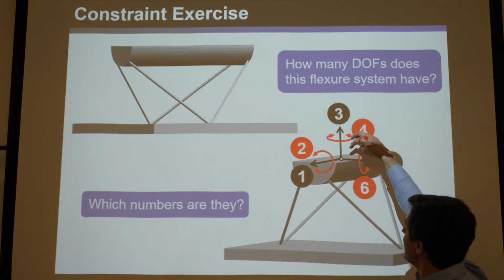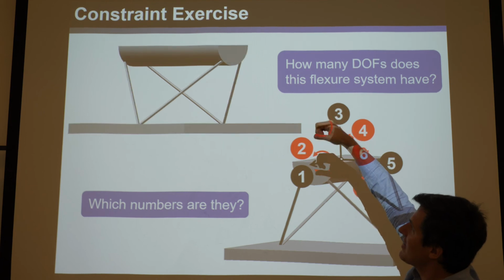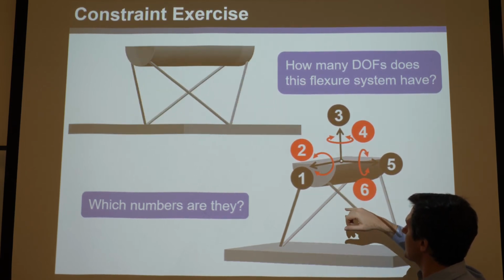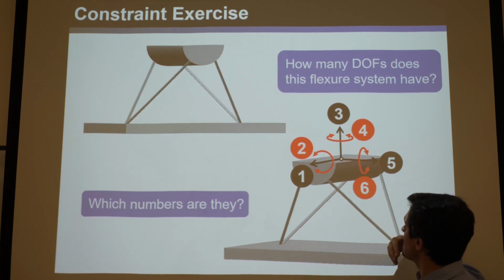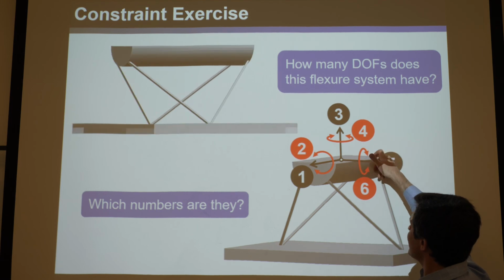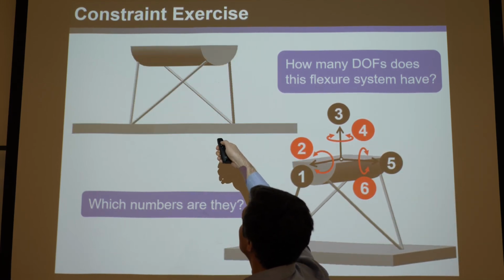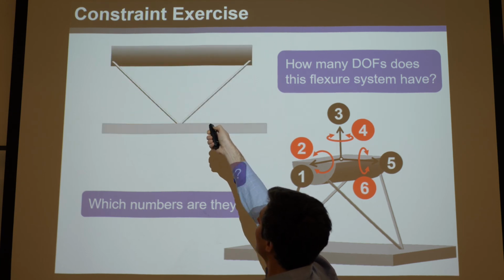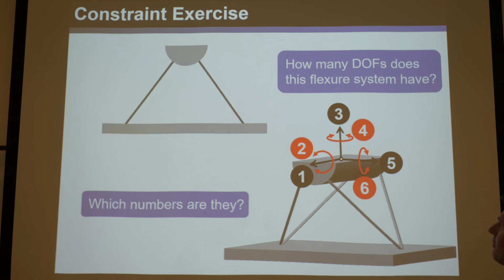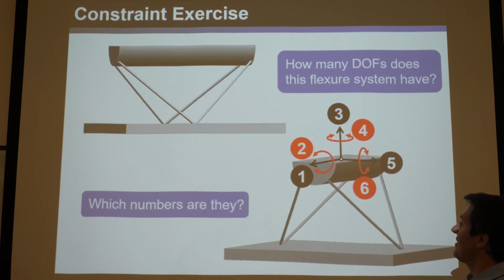What about the rotations? Can you rotate in 4? No way. You can't twist that. Those things are going to put a nice moment on it, and there's no way you can do it without stretching or compressing these guys. So no 4. So we're getting down to the wire here. What about 6? Can we rotate in this direction? In other words, think of an axis right there at this point. Could we rotate around that at this location? Nope, not a chance. We can't do it.